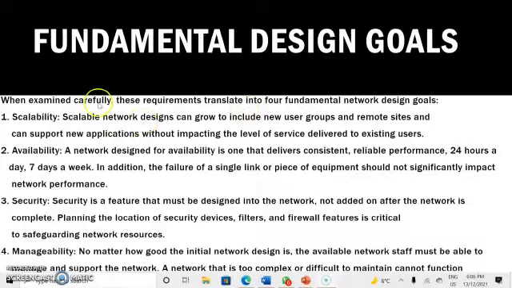So for setting a design goal, these are the fundamental points which we need to notice. So the first is scalability. We need to see how much the company will grow and how much it can, so we can set how much new users it can include. The second should be the availability. So as a network designer, I have to keep in mind that it should work 24 hours a day, 7 days a week. And the third is the security.